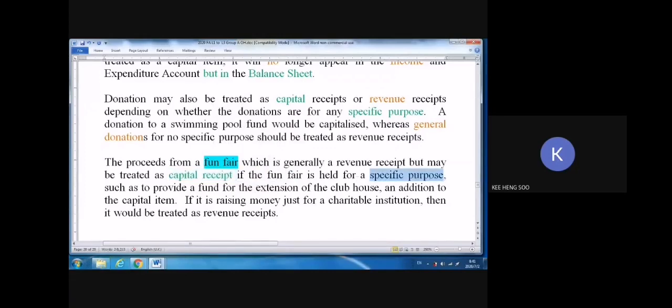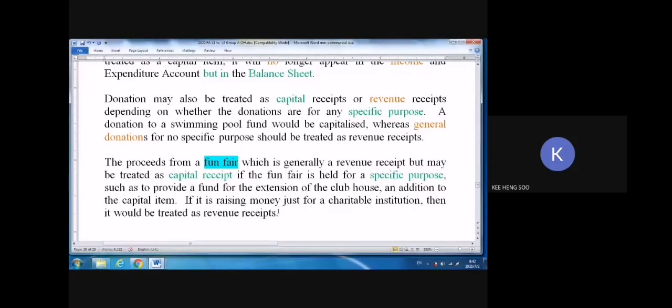To have a building, a sports center. The club is going to build a sports center, so they ask for donations, they have a fun fair. So, extension of the clubhouse. This money is raised for a specific purpose, so that is called a capital receipt. If you are only raising money for a charitable institution, it will be a revenue receipt, so record it in your income. That's how you differentiate it.